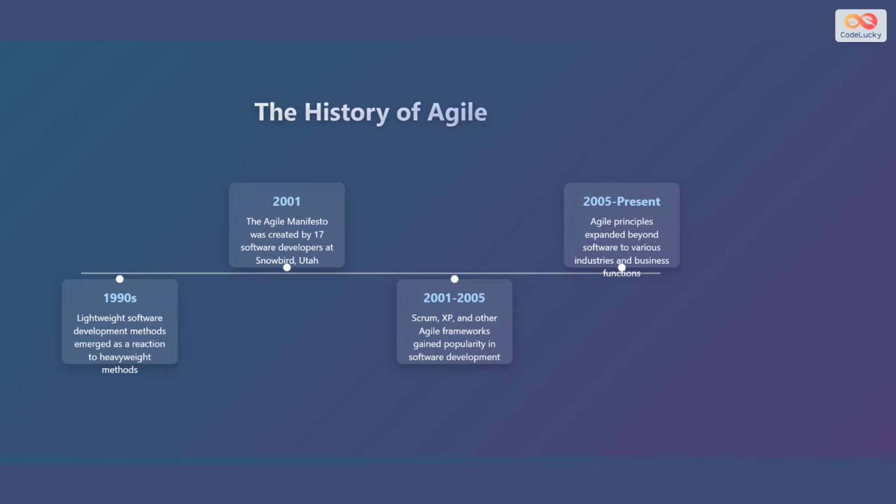Let's explore the history of Agile. In the 1990s, lightweight software development methods emerged as a response to more heavyweight and rigid methods. Then, in 2001, the Agile Manifesto was created by 17 software developers at Snowbird, Utah. From 2001 to 2005, Scrum, extreme programming, and other Agile frameworks gained popularity in software development. From 2005 to the present day, Agile principles have expanded beyond software development to various industries and business functions.